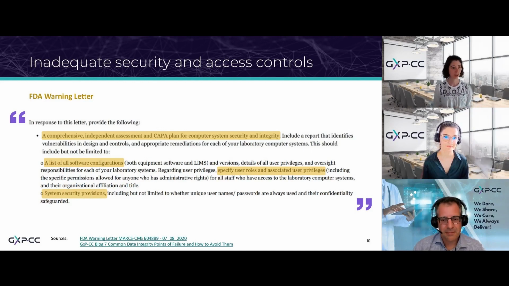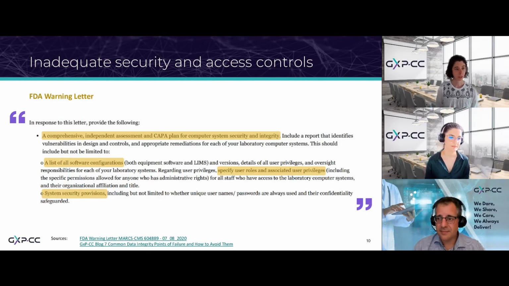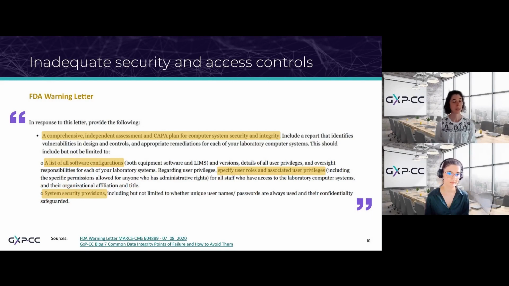This is incredibly common. Here's an example of an FDA warning letter excerpt where there were not appropriate controls in place regarding access. In response, the FDA requests a comprehensive and independent assessment and a CAPA plan for computer system security and integrity. They also required a list of all software configurations, as well as all of the user roles and associated user privileges. And that's for all devices, right, throughout that whole data flow that we were talking about.